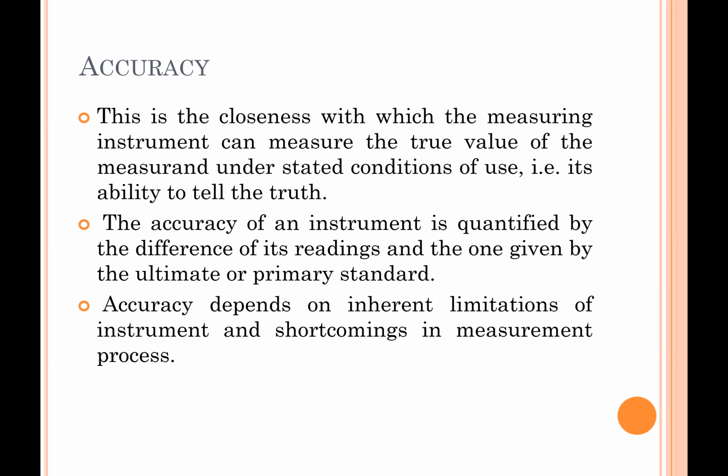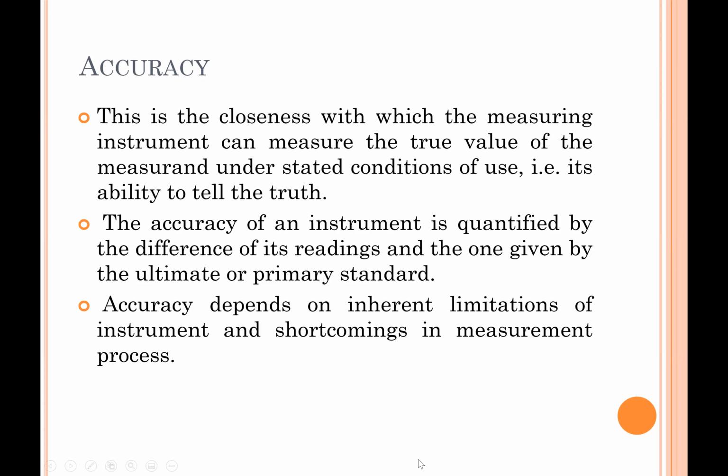that you measure it with your device and then you measure the same quantity with some standard device, with some calibration device or with some identified primary standard. तो उससे हम मेजर करके कंपैरिजन की हेल्प से फाइंड आउट कर सकते हैं कि हमारा जो सिस्टम है वो कितना एक्यूरेट है. Accuracy depends on inherent limitations of the instrument and shortcomings in the measurement process.